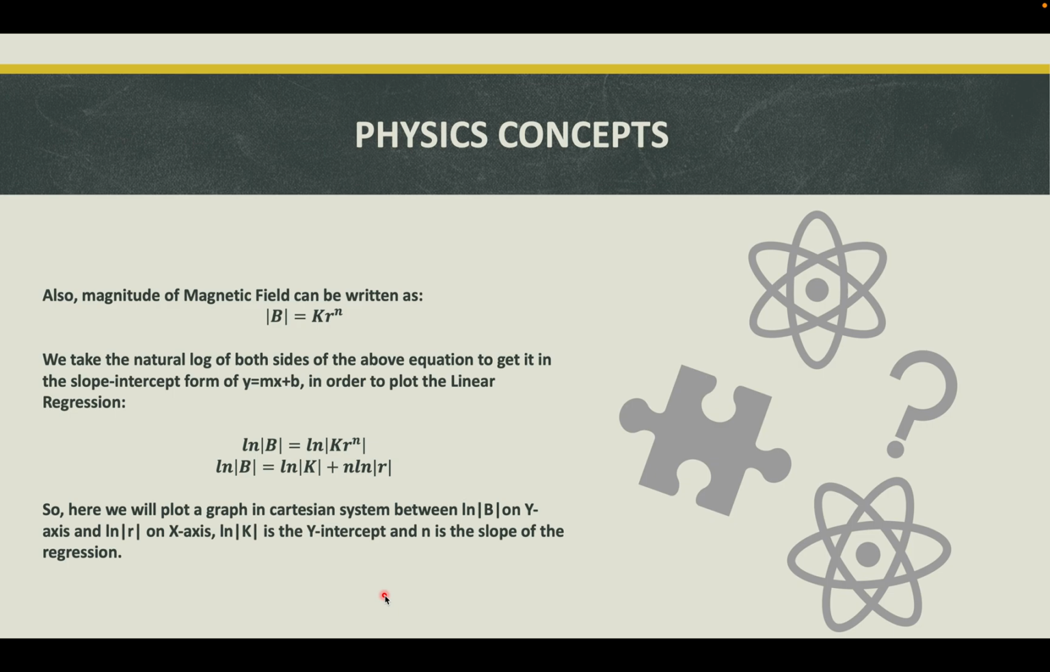Also, the magnitude of the magnetic field can be written as this formula. In order to get it in the slope-intercept form of y equals mx plus b, we take the natural log of both sides of the equation to get this equation, which we can plot on the Cartesian system with natural log of B on the y-axis and natural log of r on the x-axis. Natural log of k is the y-intercept, and n is the slope of the regression.